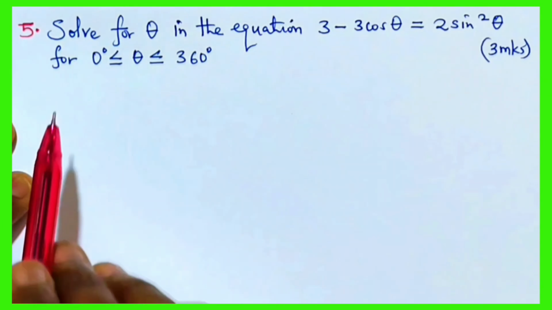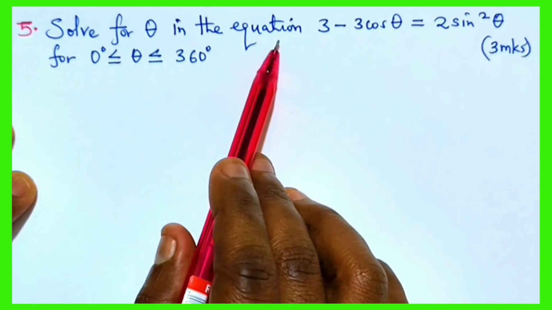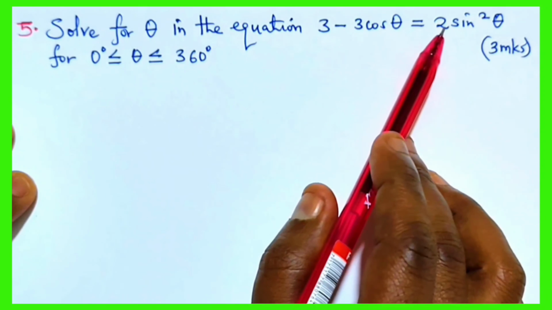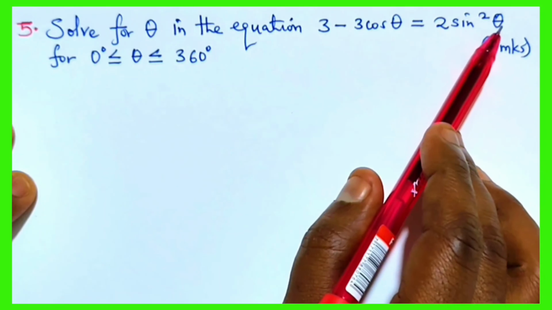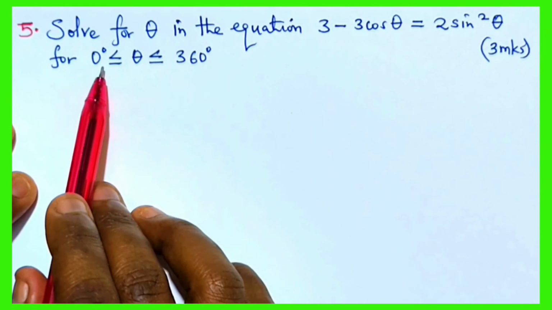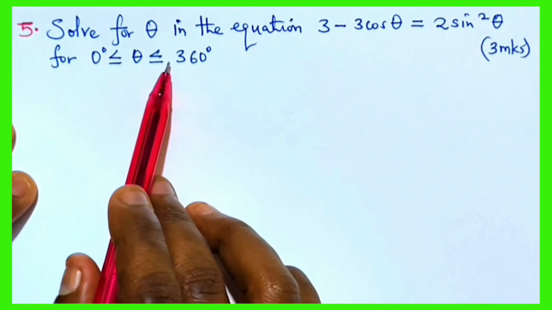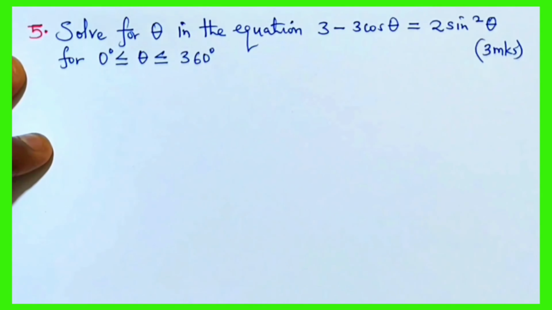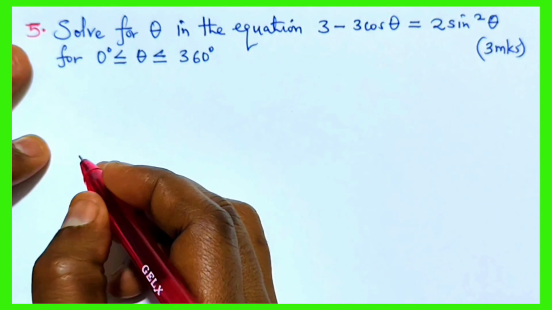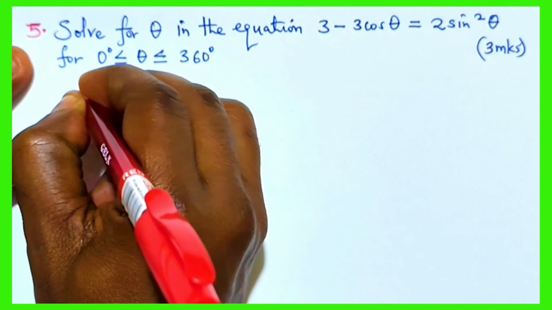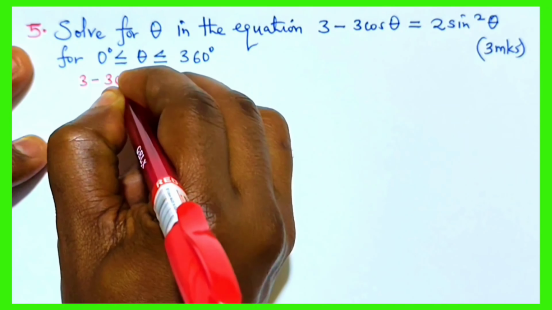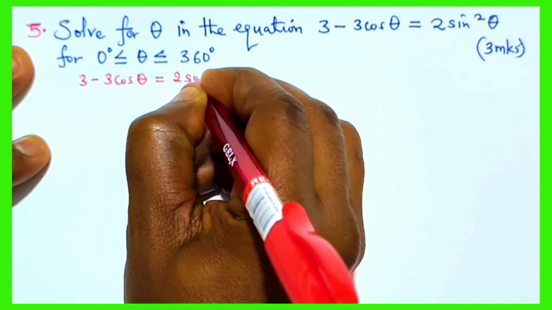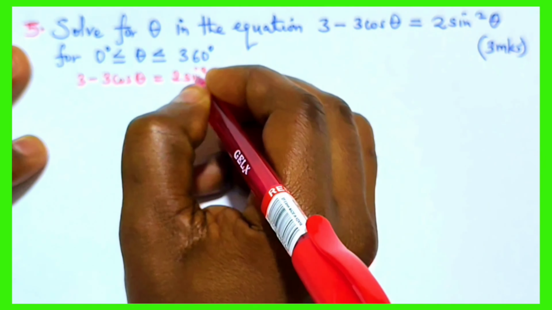Question 5. Solve for theta in the equation 3 subtract 3 cos theta equal to 2 sine squared theta for 0 degrees is less than or equal to theta less than or equal to 360 degrees. 3 marks. Solution. Let's rewrite the equation here. We are going to have 3 minus 3 cos theta equal to 2 sine squared theta.